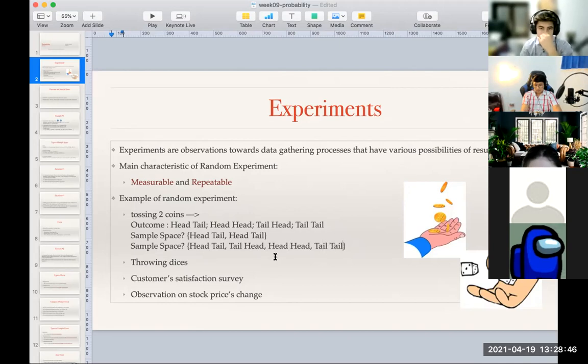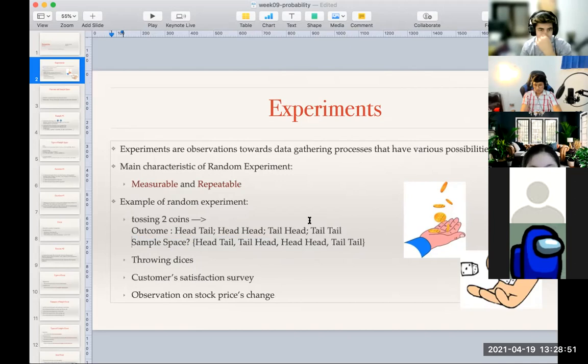This one, head, tail, tail. So the sample space for this experiment, tossing 2 coins, will be like this one. You need to write everything: head, tail, head, and tail, tail.